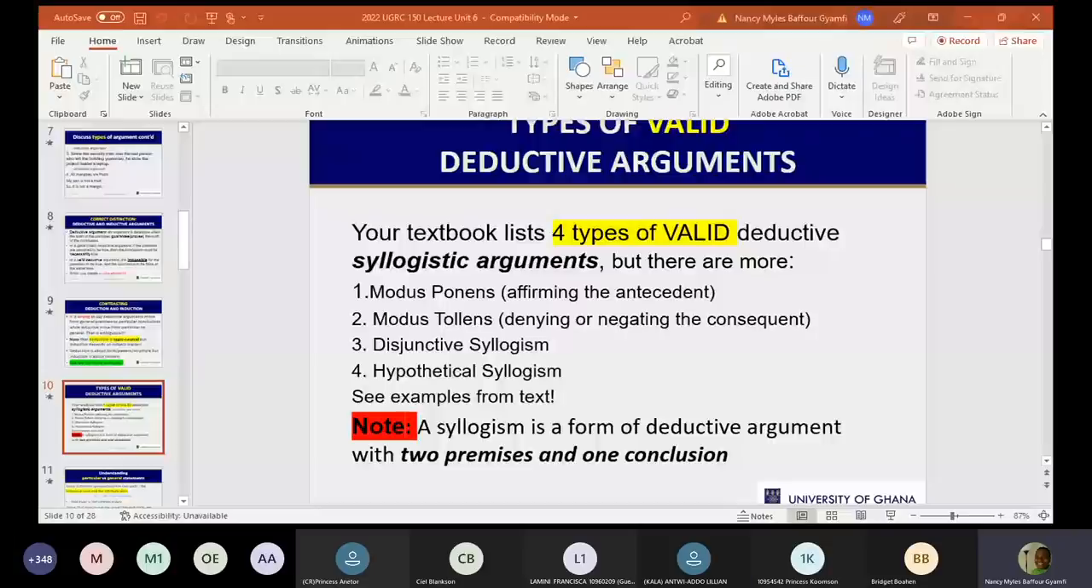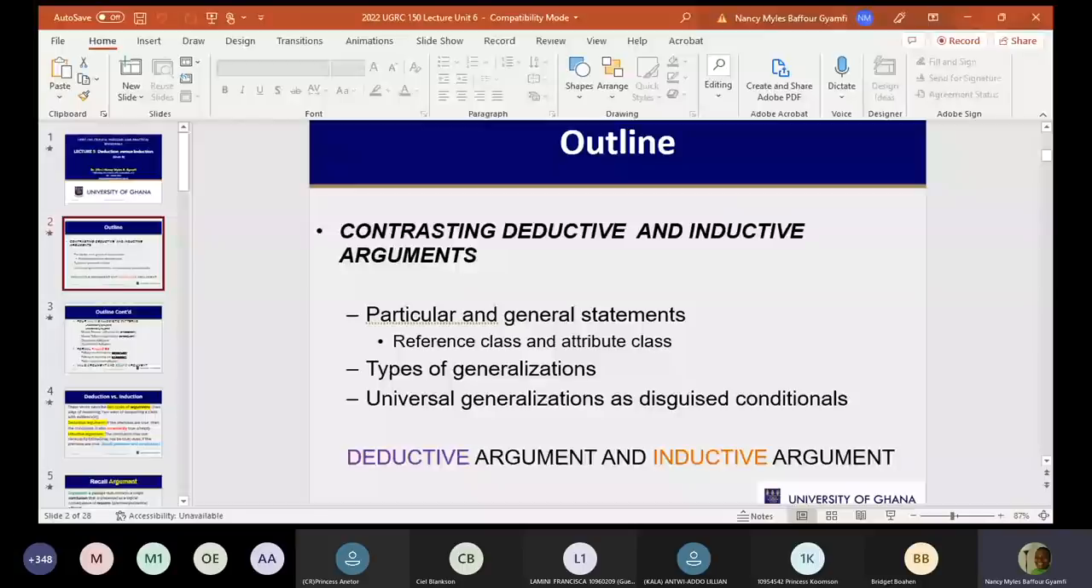Look on our screen. The particular and general, we haven't worried ourselves over them so much. Why? Because we know universal statements already, our general statement. The reference class and attribute class, we haven't finished this unit yet. We haven't touched on it. You still need it in unit 7, where I've even stressed it the more. The types of generalization, statistical versus universal, you will see that they are the reason why some of our arguments are inductive and some are deductive. It's implied, but I haven't touched on them.